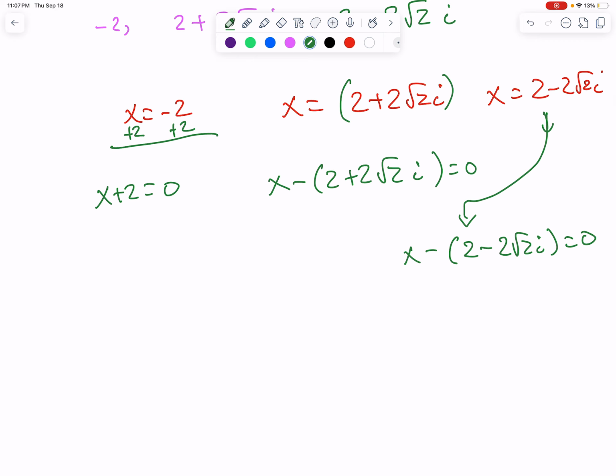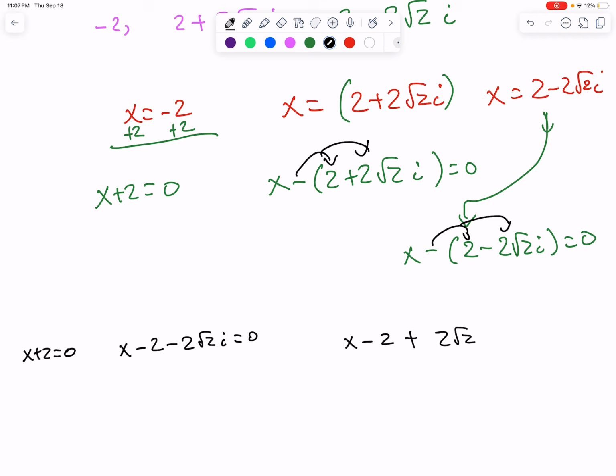So from here, we're going to clean up the back two. We're going to distribute the -2 into both, and here I'm going to distribute the -2 into both as well. So we're going to get x plus 2 equals 0, and then x minus 2 root 2i equals 0, and then we're also going to get x minus 2 plus 2 root 2i equals 0.